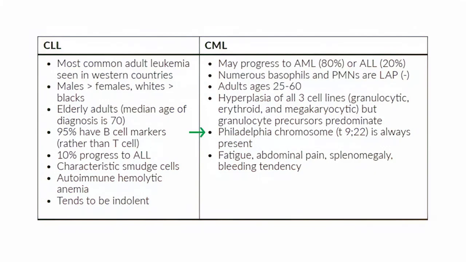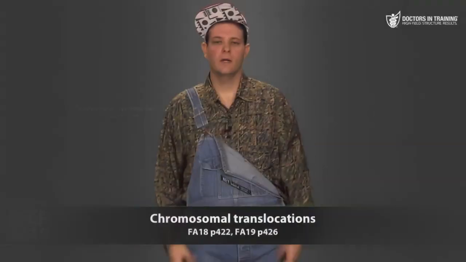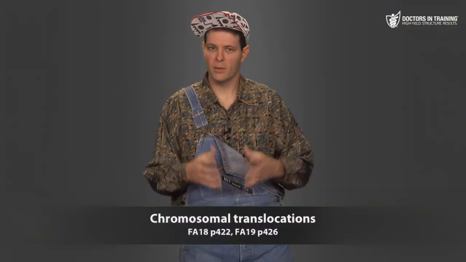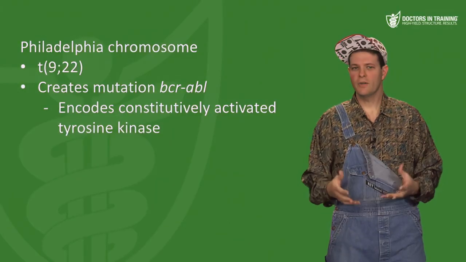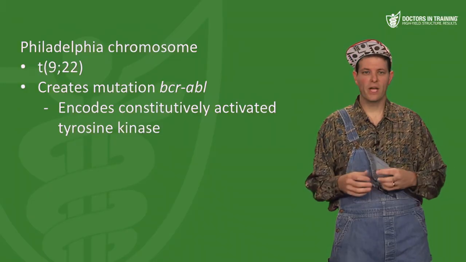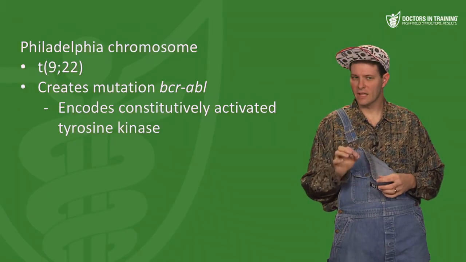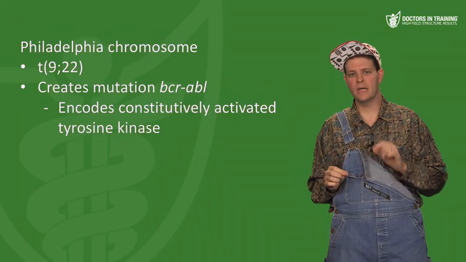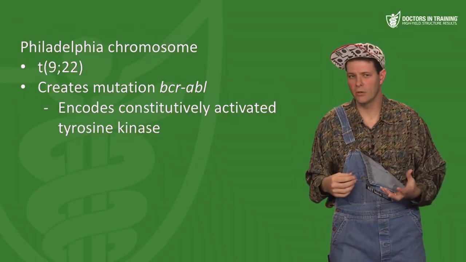And then with CML, the Philadelphia chromosome is always going to be present. We're going to talk about what that is in just a moment. And then you can have fatigue, and abdominal pain, and also splenomegaly. Now we've mentioned the Philadelphia chromosome a couple of times, so let's talk about that for a moment. Philadelphia chromosome is a chromosomal translocation 9;22, and that translocation occurs at a very specific site which creates a very specific mutation called BCR-ABL.